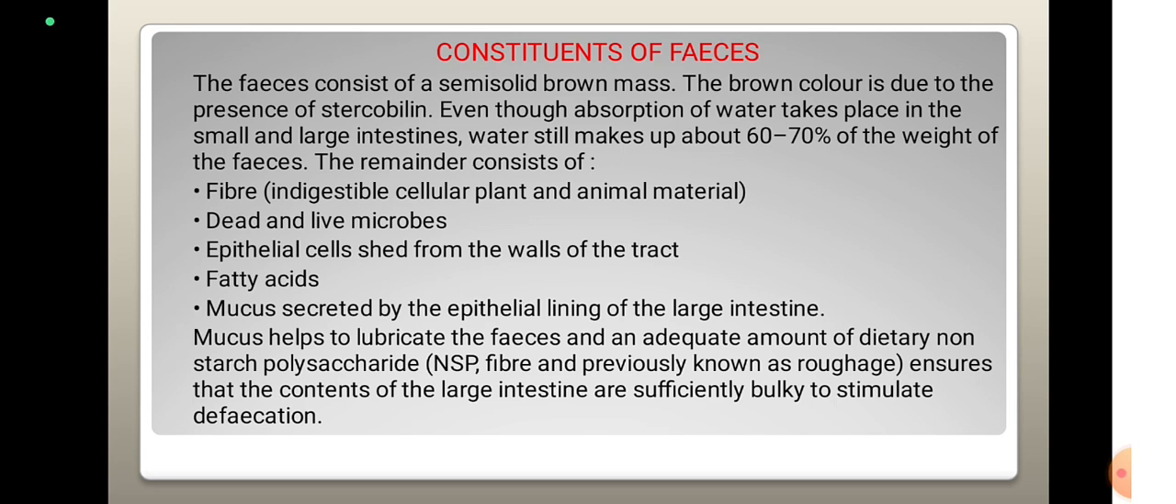Mucus helps to lubricate the feces, and an adequate amount of dietary non-starch polysaccharide (NSP), known as roughage, ensures that the contents of the large intestine are sufficiently bulky to stimulate defecation.